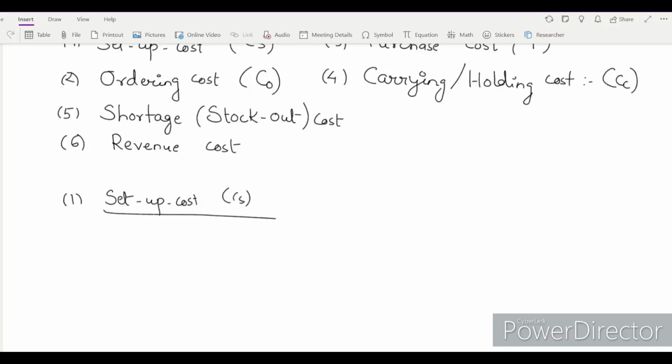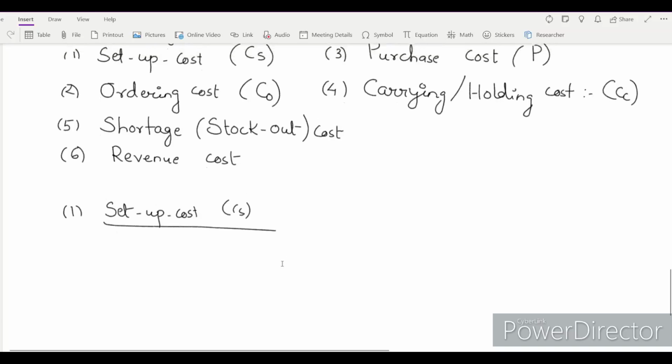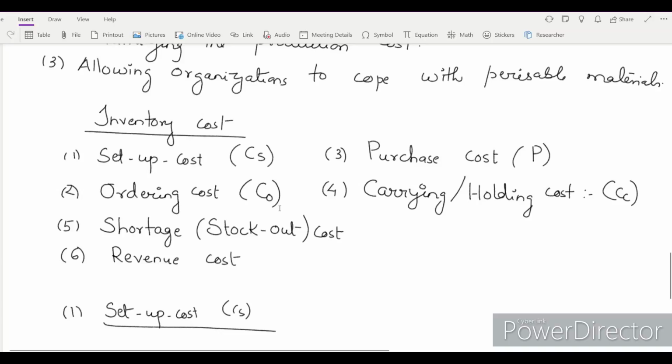Fine. Next is your ordering cost, CO. So I think this is very clear. This is the cost associated with ordering of raw materials for the production process. So it depends upon the quantity ordered for a product, isn't it?